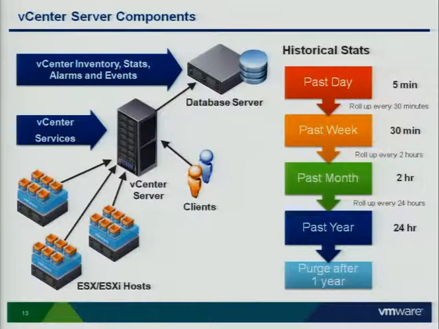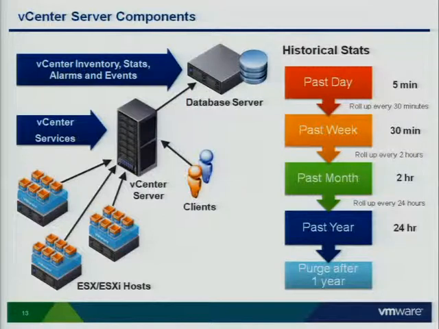As the historical data ages, vCenter server rolls up some of this data and makes it part of a larger granularity. Depending on which collection level you talk about, it rolls up this data either every 30 minutes, every 2 hours, or every 24 hours. And this is an ongoing process. This is done by roll-up stored procedures that run inside the vCenter database as scheduled tasks.